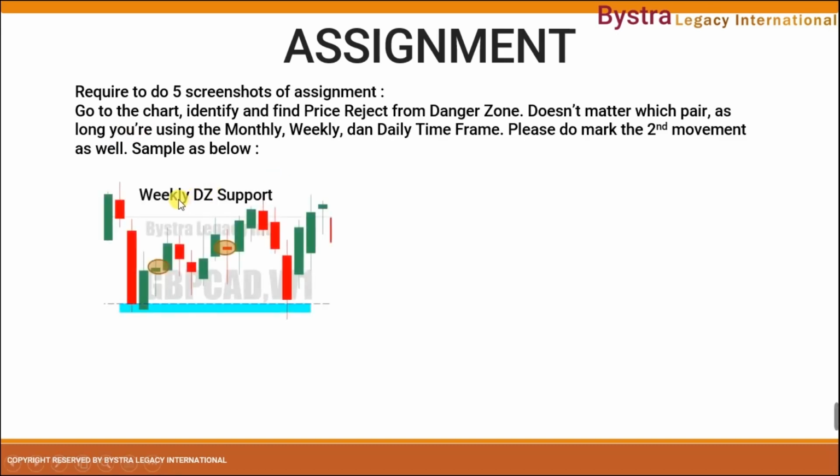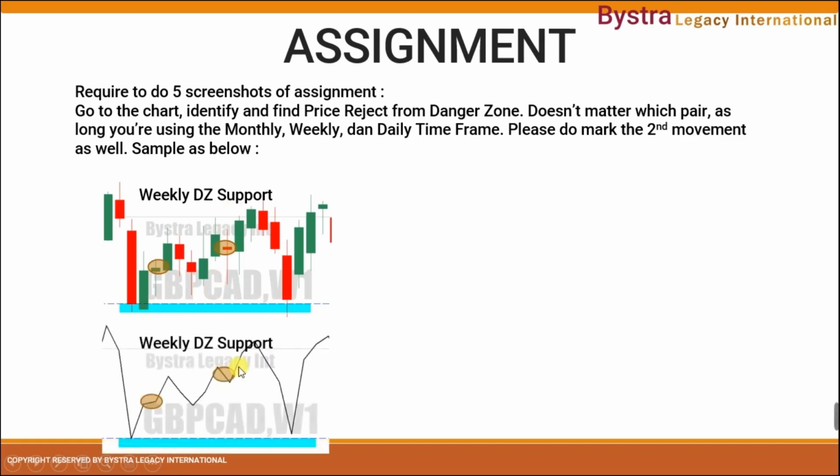First, we go to the weekly danger zone time frame. For this case, this is GBP CAD on the weekly time frame, and this is the danger zone support. Next, we change it to the line chart. We mark the horizontal line. Second step. Third, we mark the second movement. Correct? Okay, so second movement. This one can be a second movement as well. Alright, so this one we mark the horizontal line.